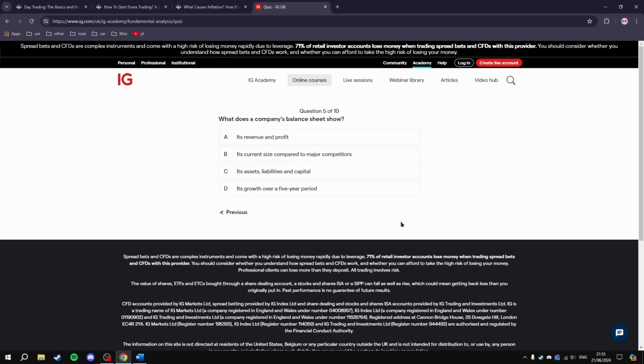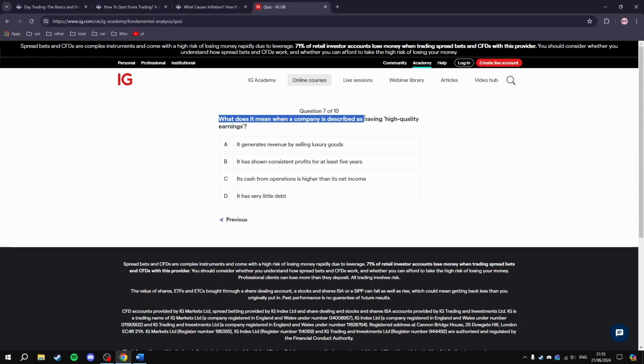Because you still got to pay for utilities even if the economy is bad, so utilities. What does a company's balance sheet show? Assets, liabilities and capital. Why might you calculate a company's debt-equity ratio? To measure its financial leverage.